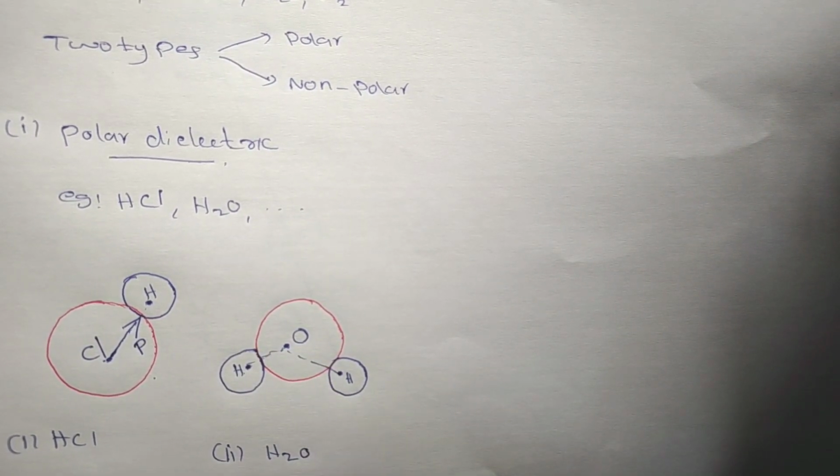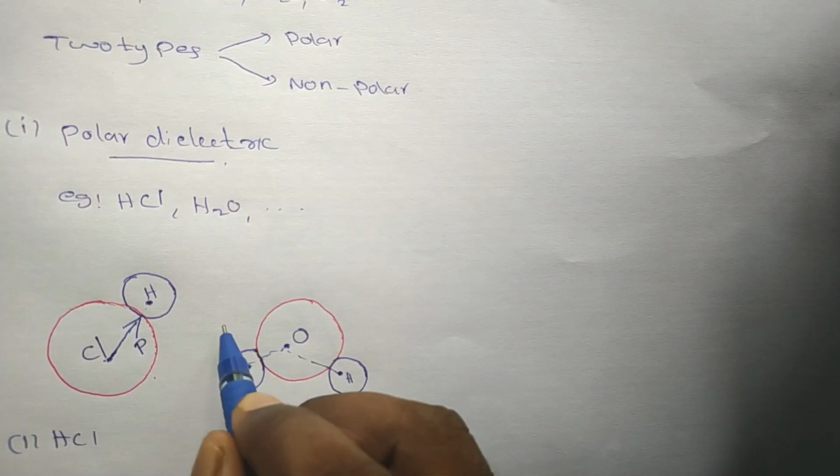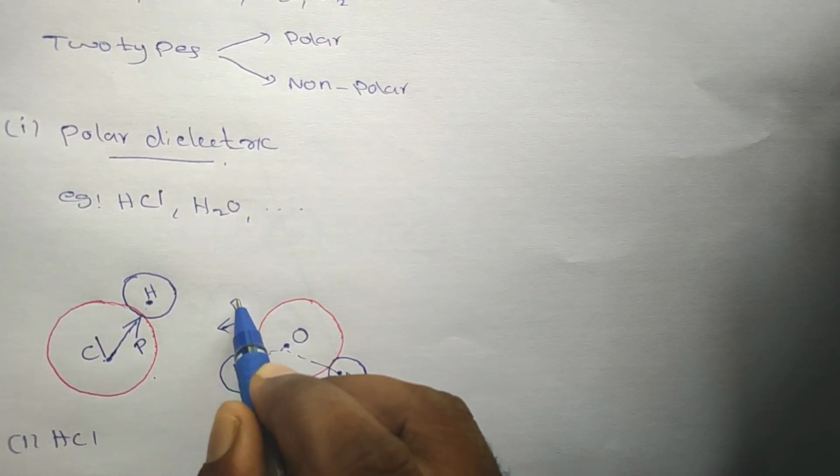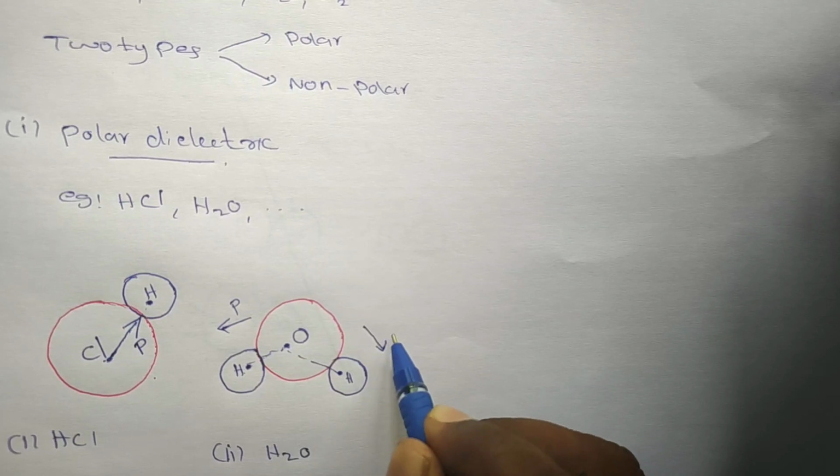What is meant by dipole? Dipole means two charges separated by a small distance. So there is a dipole formation here and there is a dipole formation here. And the dipole moment direction is from negative to positive. So you can see that there is a dipole moment here and there is a dipole moment here.